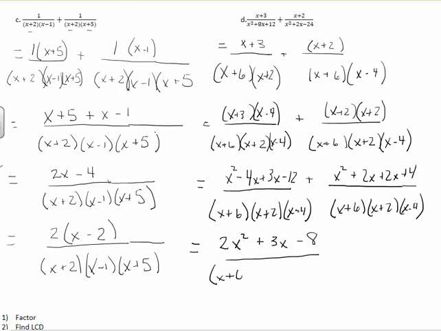So I'll write this denominator again. And it's a good time now to write restrictions. So we're going to say that x cannot be equal to negative 6, negative 2, or positive 4.